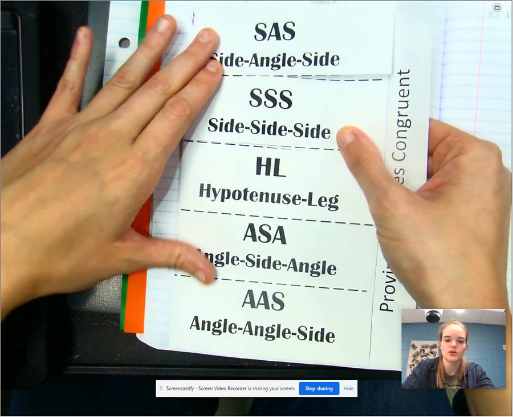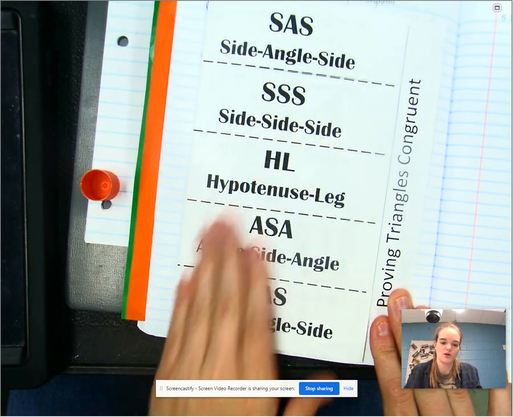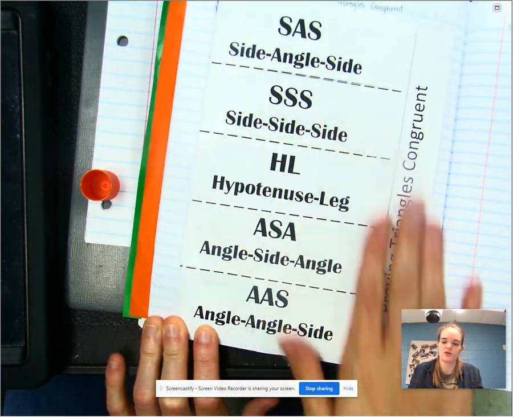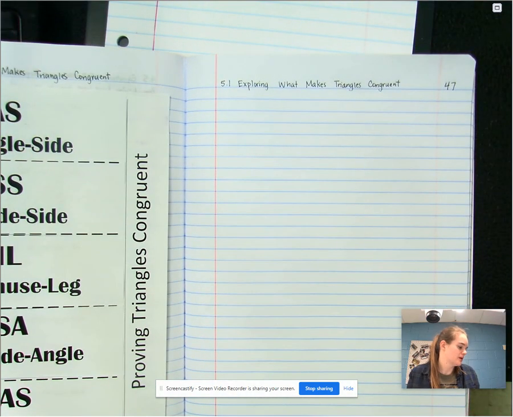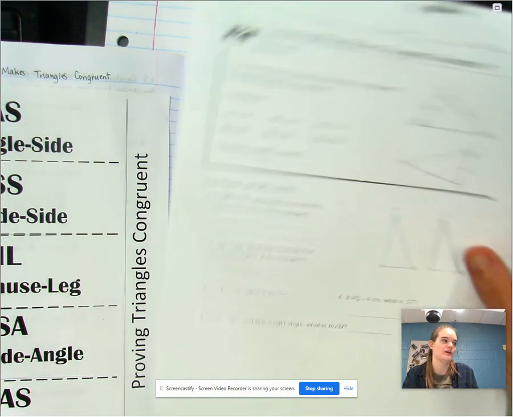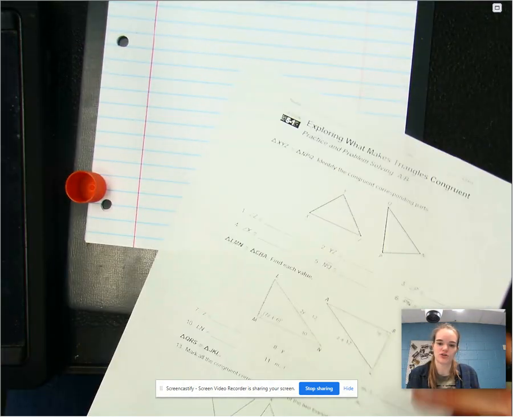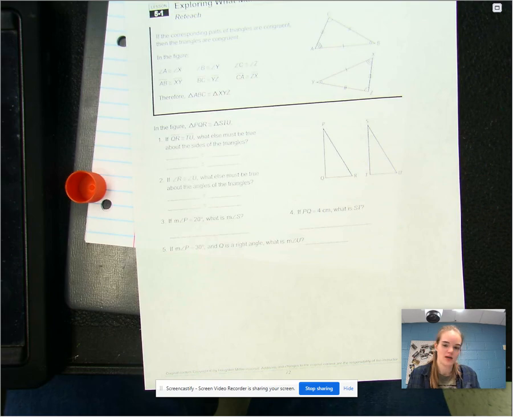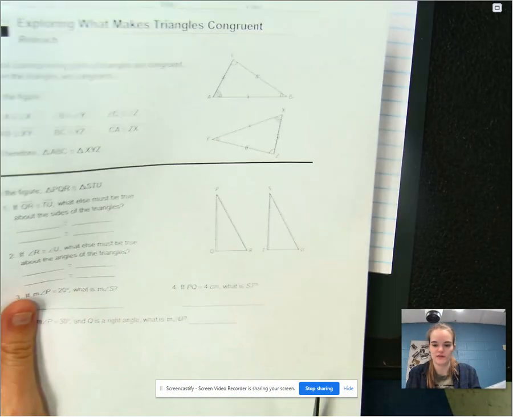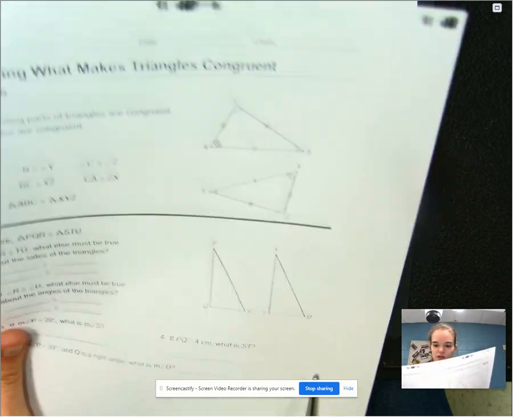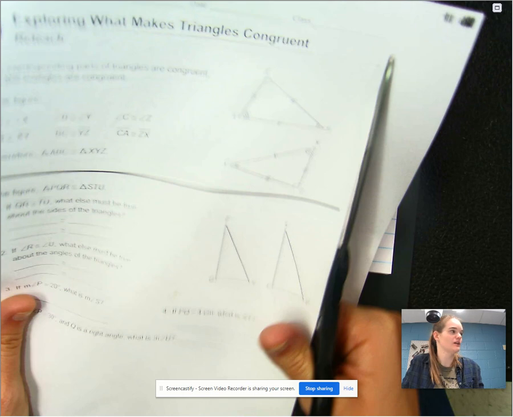So if you don't have a printer, then you can either make yourself a foldable with a piece of paper, or you can just write down the triangle congruence theorems over here, okay? Now, on 47, we're going to be working on a sheet of paper that I also have included here. We will glue that in a minute, but for now, to make sure you don't write anywhere you don't need to, I need you to cut off the extra side piece. So on this side that says reteach, we're going to cut all the way off to about the line right there.